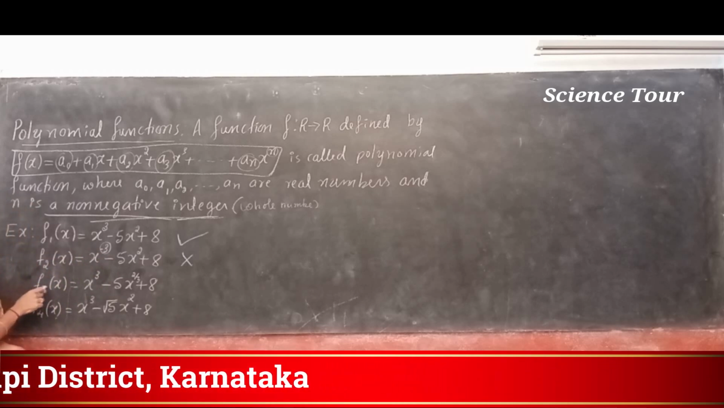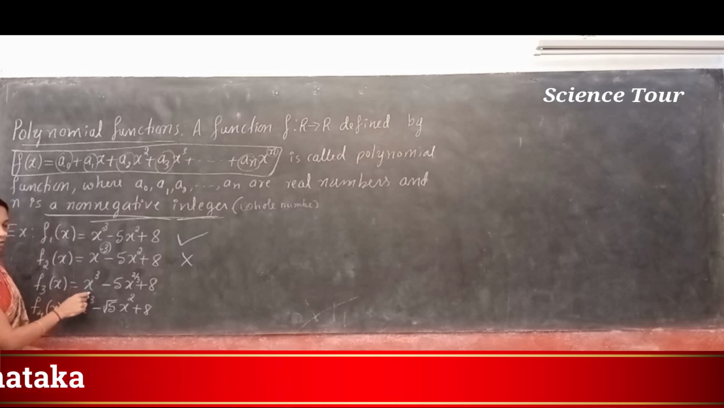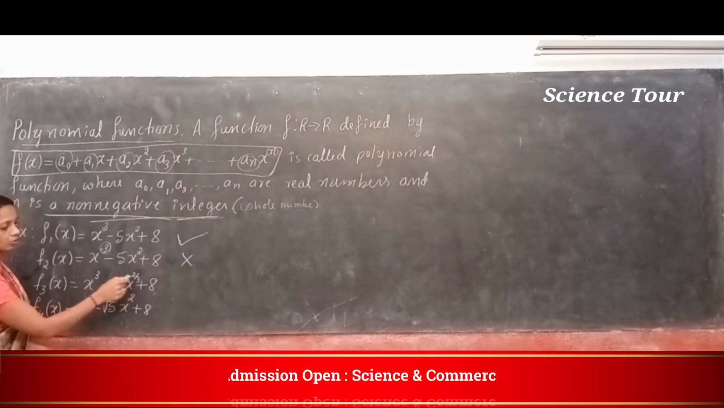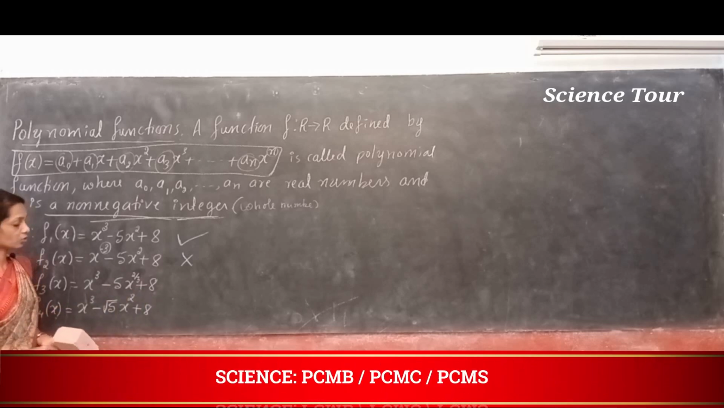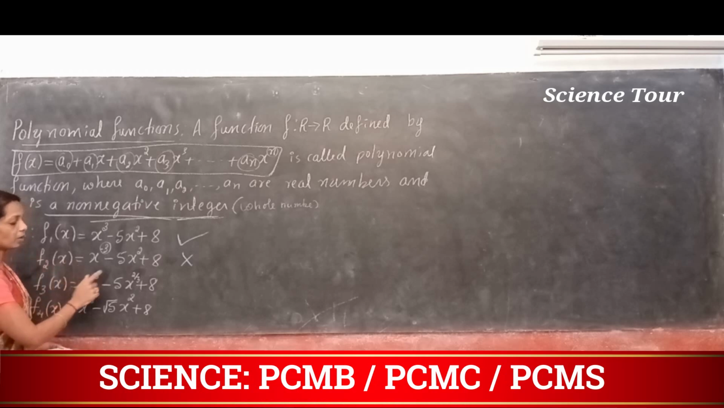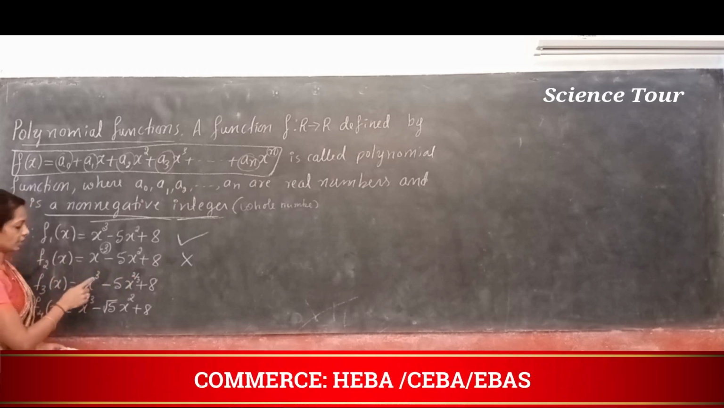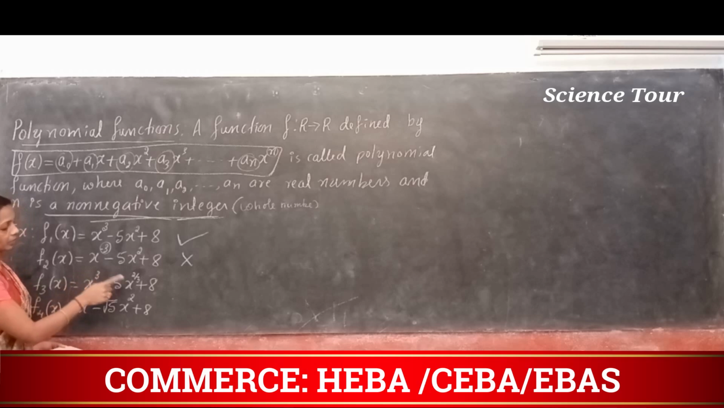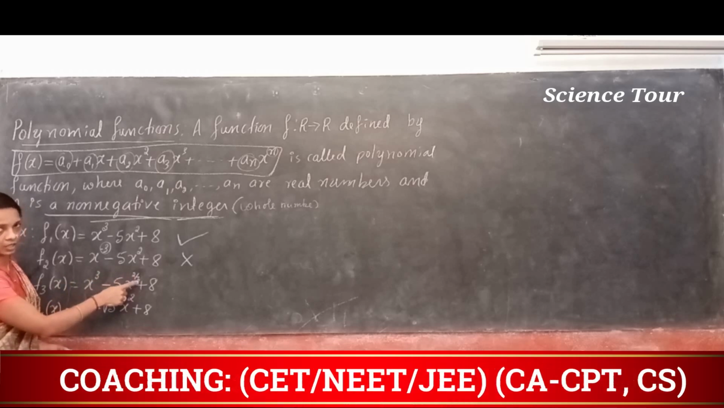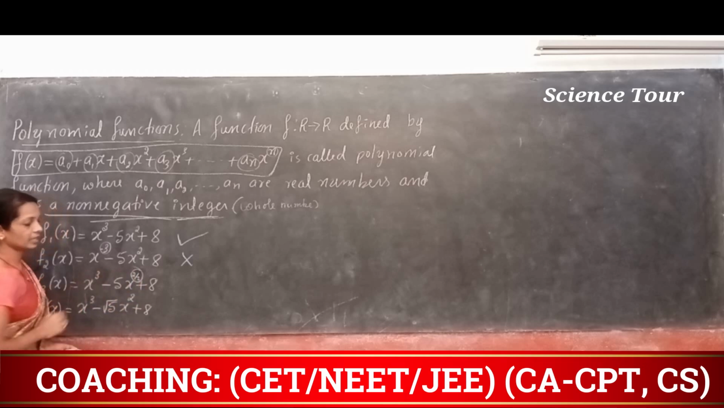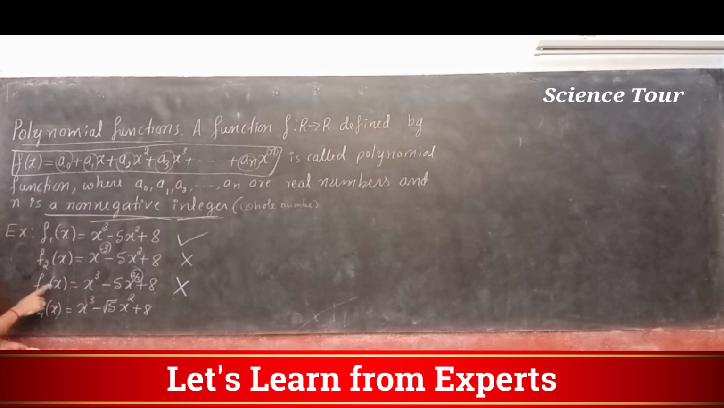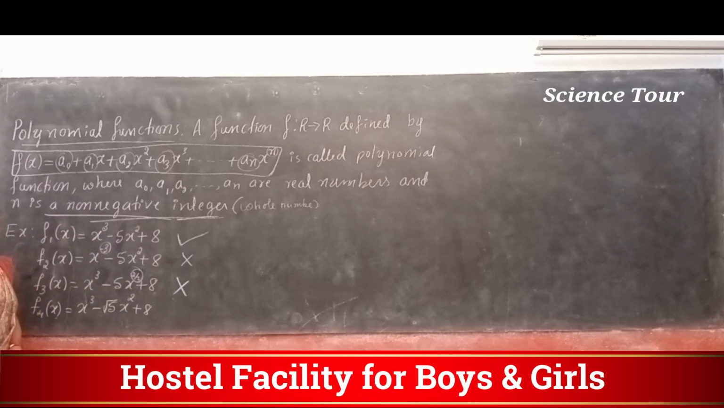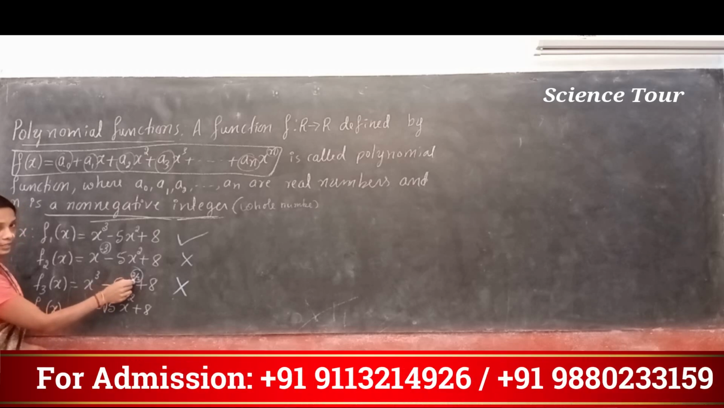Next come to f3 of x, that is x cube minus 5x to the power 2 by 3 plus 8. Whether this is a polynomial function, you just have to observe each power of x. Here the power of x is 3, that is a whole number. Here the power of x is 2 by 3, that is not a whole number. So for that reason this f3 of x is not a polynomial function. Why? Because here you have a power of x that is not a whole number.